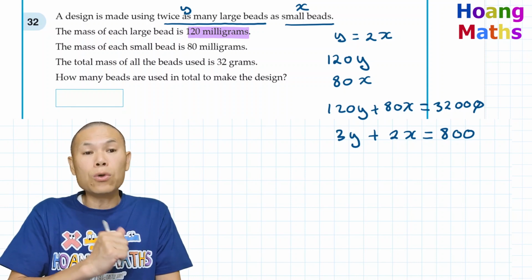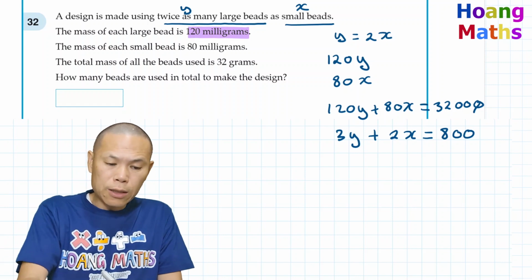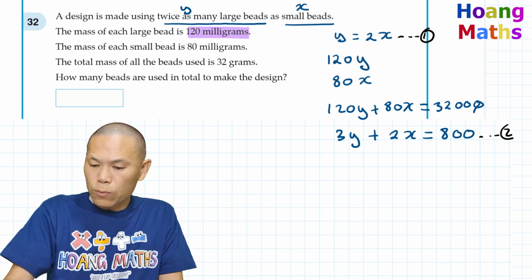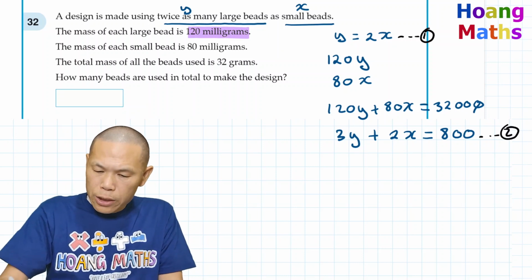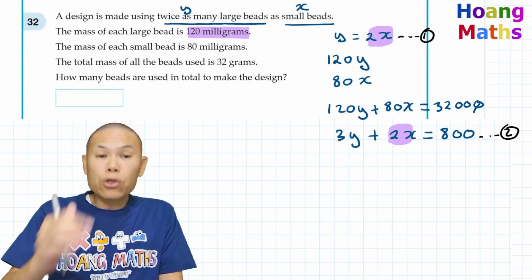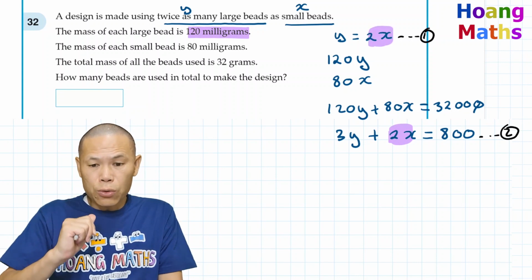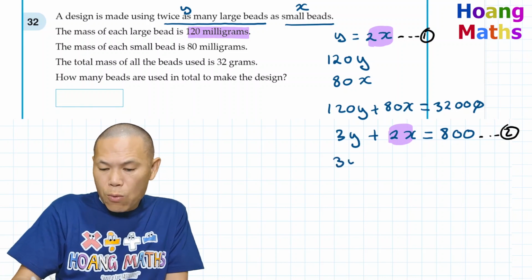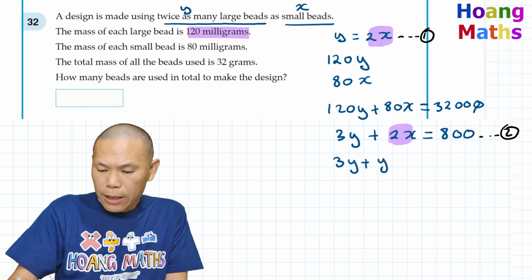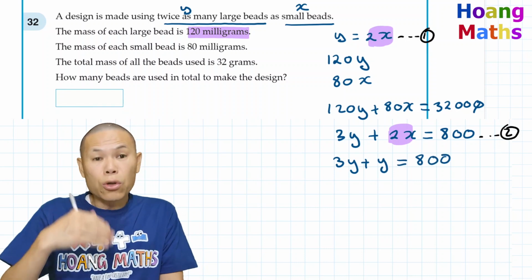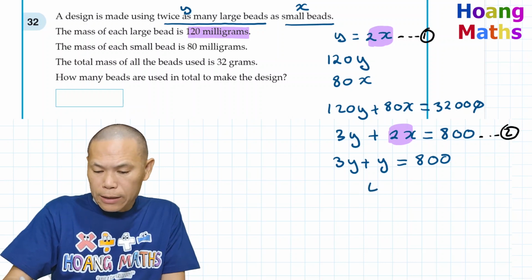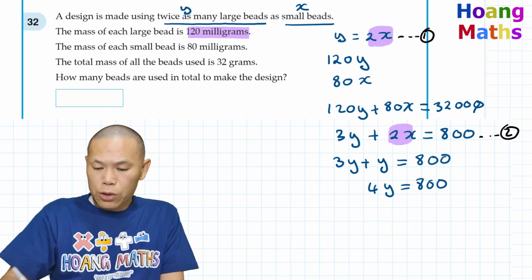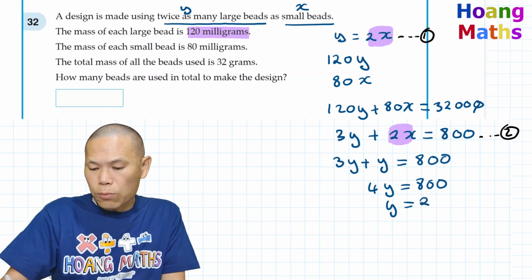So now what we need to do is solve these equations. So let me just name this equation number 1, and this is equation number 2. Now we know that y is equal to 2x. So we just substitute 2x into y. So now this means that we have 3y. We add another y is equal to 800. So 3y plus y is 4y. So 4y equals 800. Now 8 divided by 4 is 2. So therefore y equals 200.